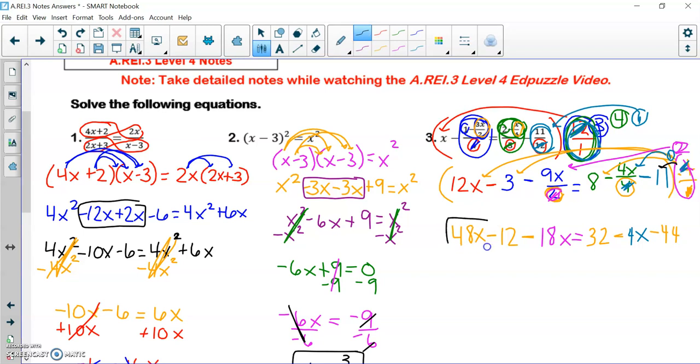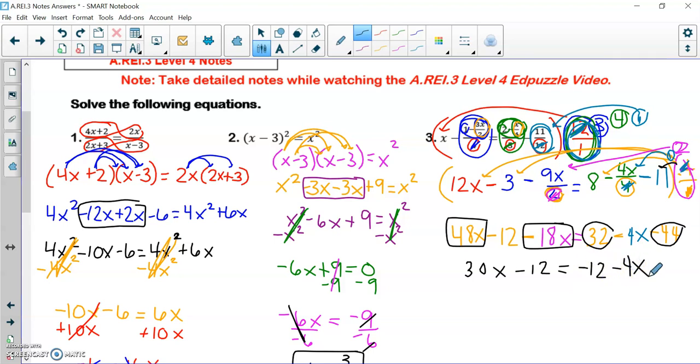So now I can combine like terms on both sides. I have a 48x minus an 18x to get a 30x minus a 12 is equal to, on the other side, I have a 32 minus a 44, which is a negative 12, and then minus a 4x. Getting my variable on one side, I'm going to add 4x over. So I have a 34x minus a 12 is equal to a negative 12.